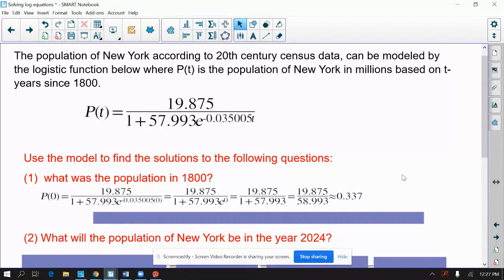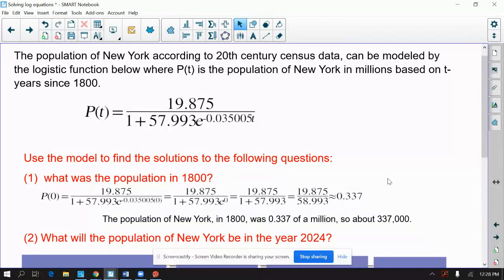What does that mean? Does that mean that in 1800 there was, am I wrong here? Were there 0 people in 1800? I don't think so. New York was established before the independence of our country. So was there a third of a person? We have to remember that P is the population in millions. So there was 0.337 million people in 1800, which is 337,000 people in 1800.